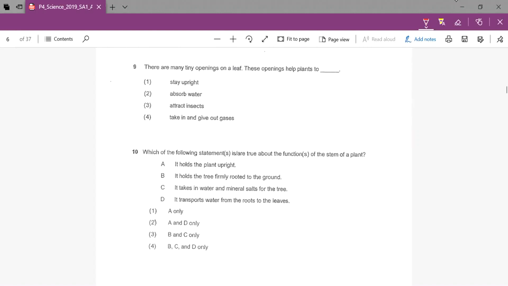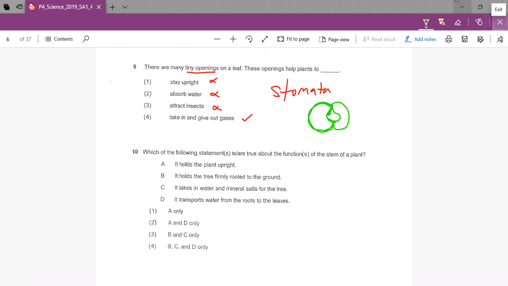There are many tiny openings on a leaf. These openings help plants to stay upright. No, that is by the stem, right? Absorb water is also wrong. It is by the roots. Attract insects is also wrong. It is by the flowers. Take in and give out gases. Yes. And what is this tiny opening called? Stomata. It's called stomata. This is how it looks like usually. This is not a very good drawing, but this is roughly how it looks like on the underside of the leaf.